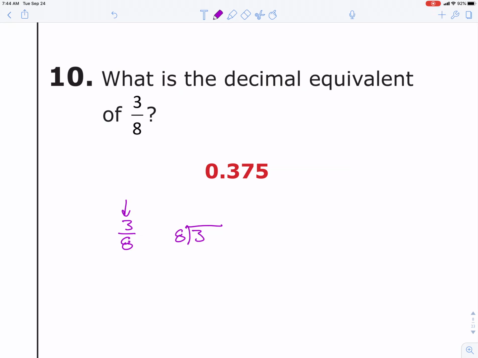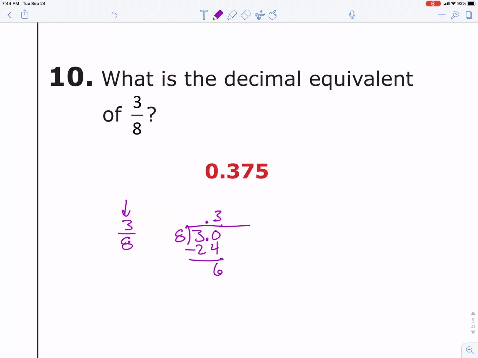Does 8 go into 3? No. So I need to add a 0. So I can do that. And I put the decimal right above it where I put it. Now, does 8 go into 30? Yes. 3. 3 times 8, 24. I subtract 24. That gives me a 6.